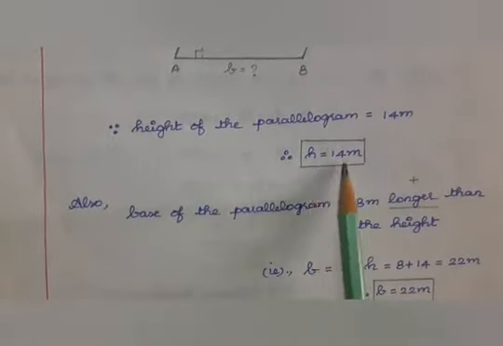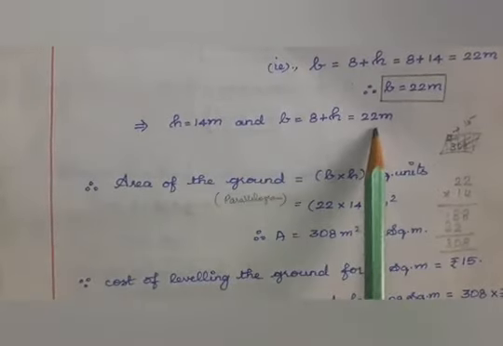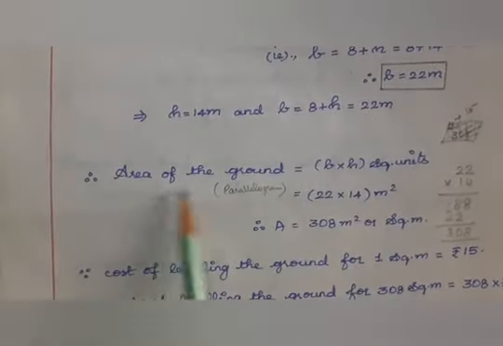Since the height of the parallelogram is 14 meters, h is equal to 14 meters. They have given the base as 8 meters longer than the height, so b is equal to 8 plus h, where h is 14. Therefore 8 plus 14 is equal to 22 meters. It means that the base is equal to 22 meters. Now we have our height as well as the base. So we know the area of the ground, which is nothing but the area of the parallelogram.